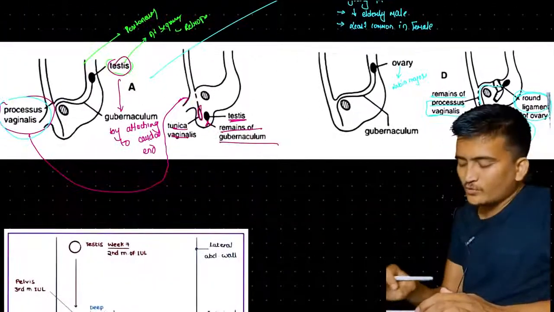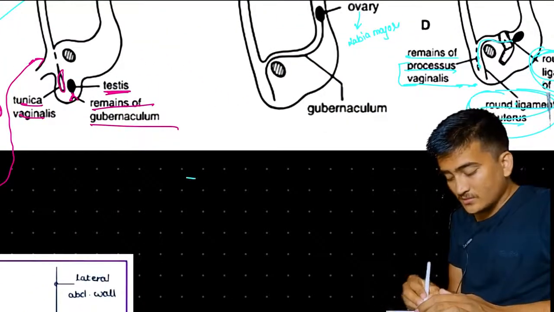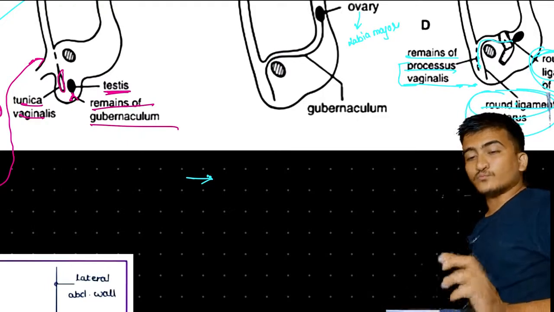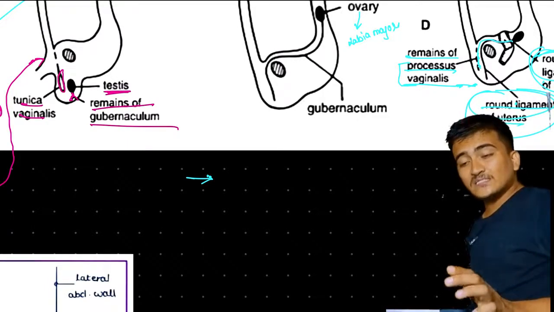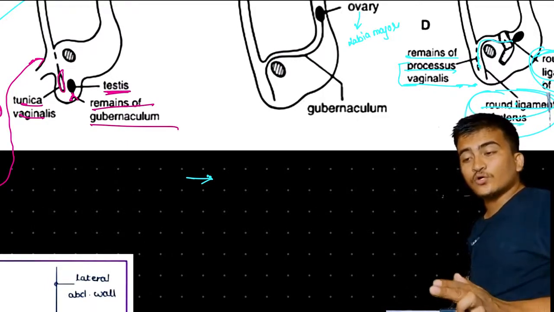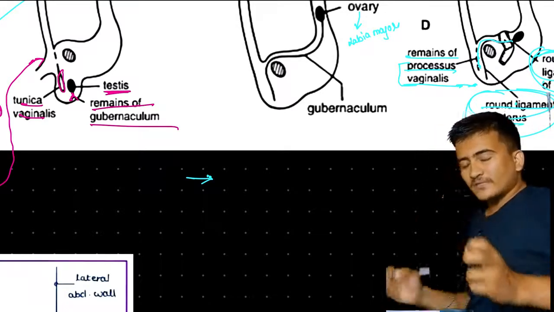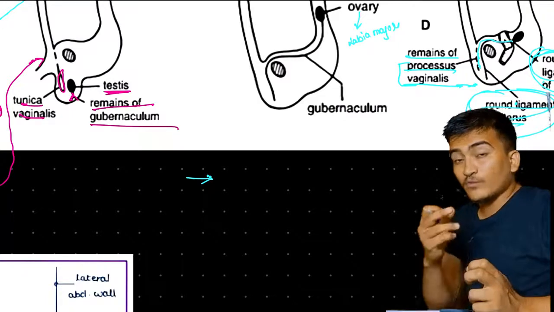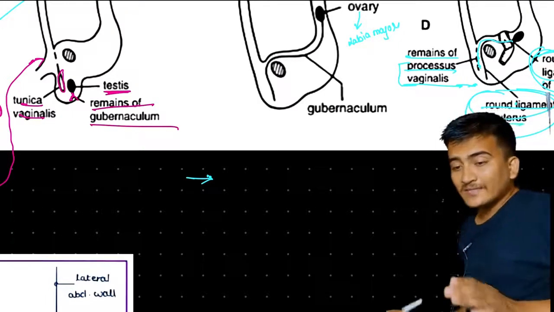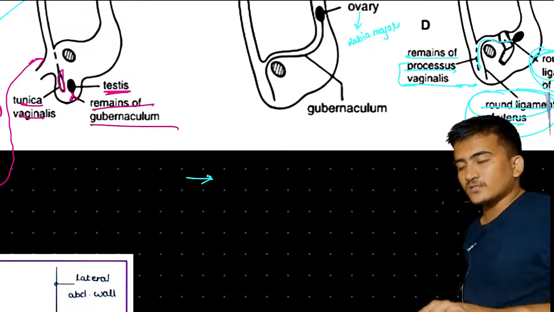So one important point from this topic, the important question, is: the testis completely descends into the scrotum by what age? I mean, by what age will the testis completely descend into the scrotum? Okay, now that point we will discuss.